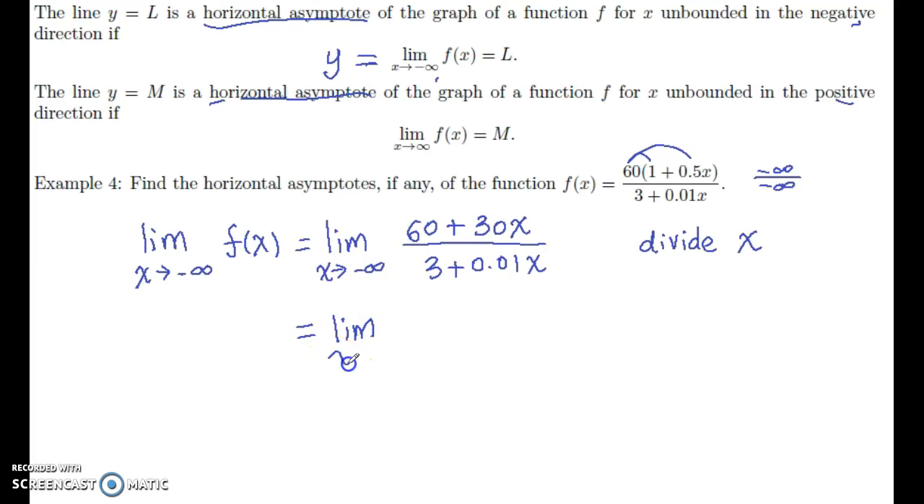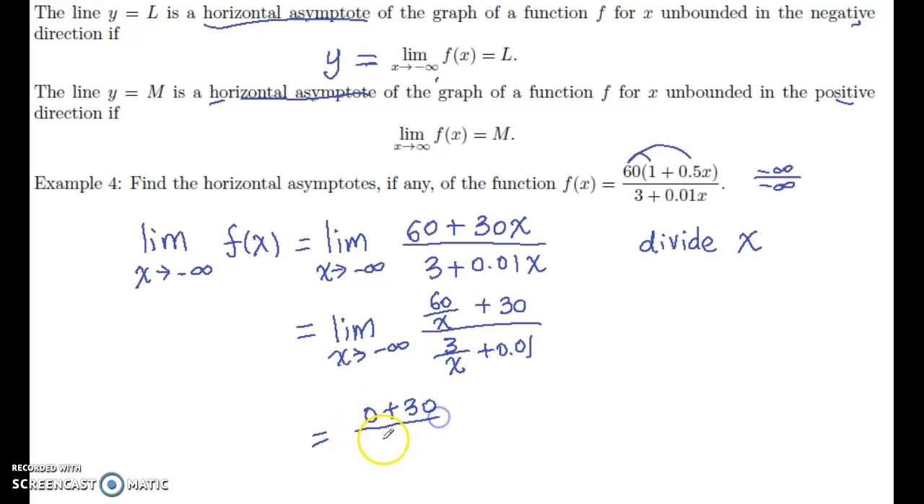So we get the limit as x approaches negative infinity of 60 divided by x plus 30x divided by x, which is 30, over 3 divided by x plus 0.01x divided by x, which is just 0.01. So now we can directly substitute. 60 over negative infinity is 0, plus 30, divided by 3 over negative infinity, which is also 0, plus 0.01. So this limit is really 3000.